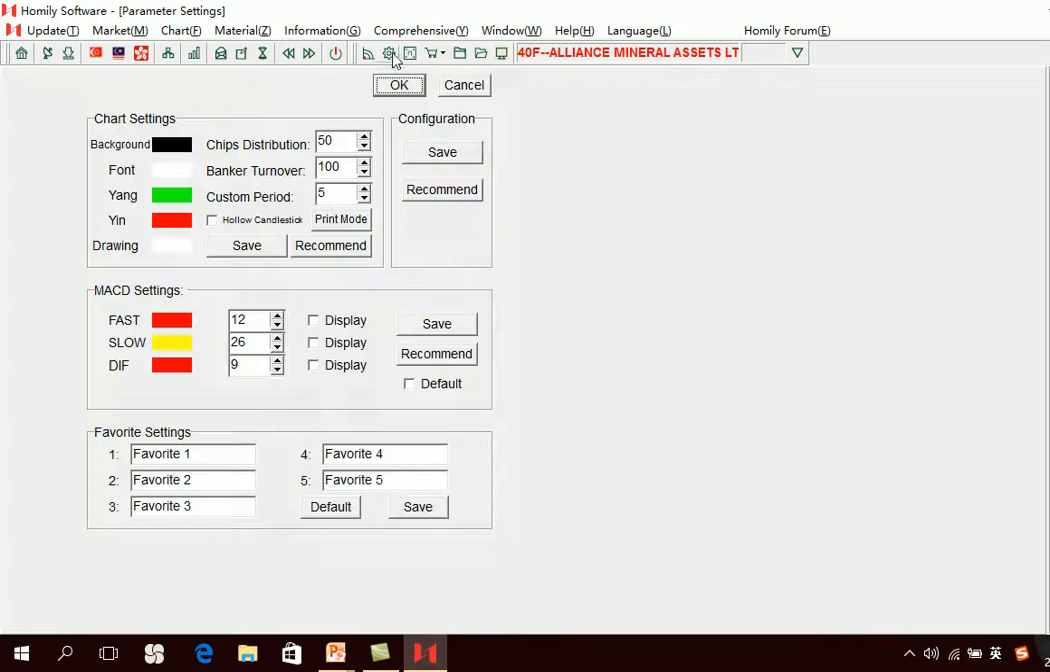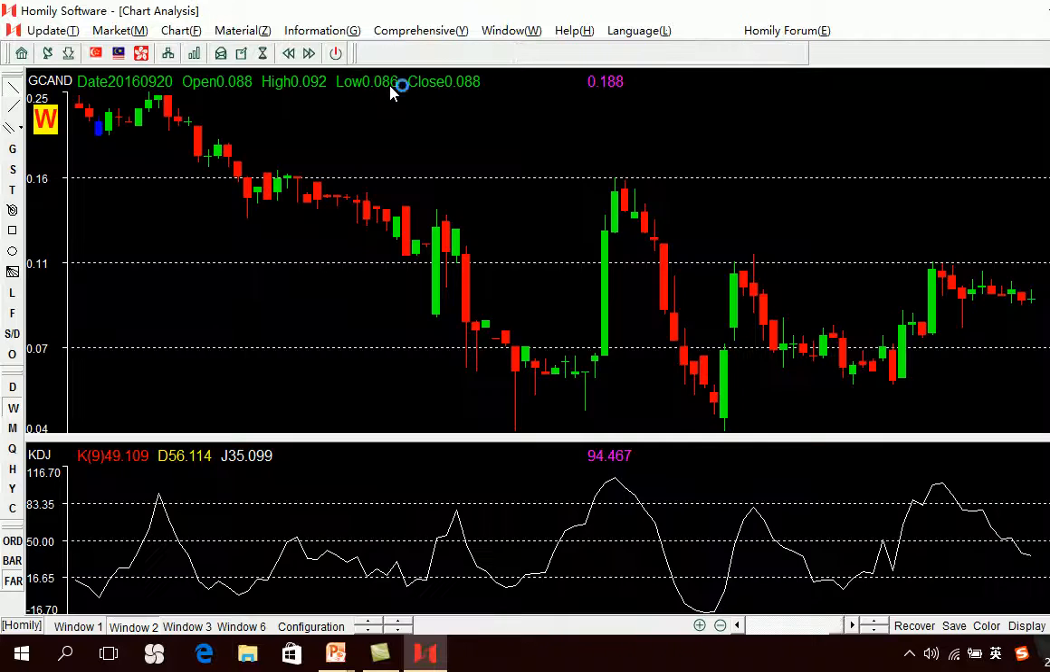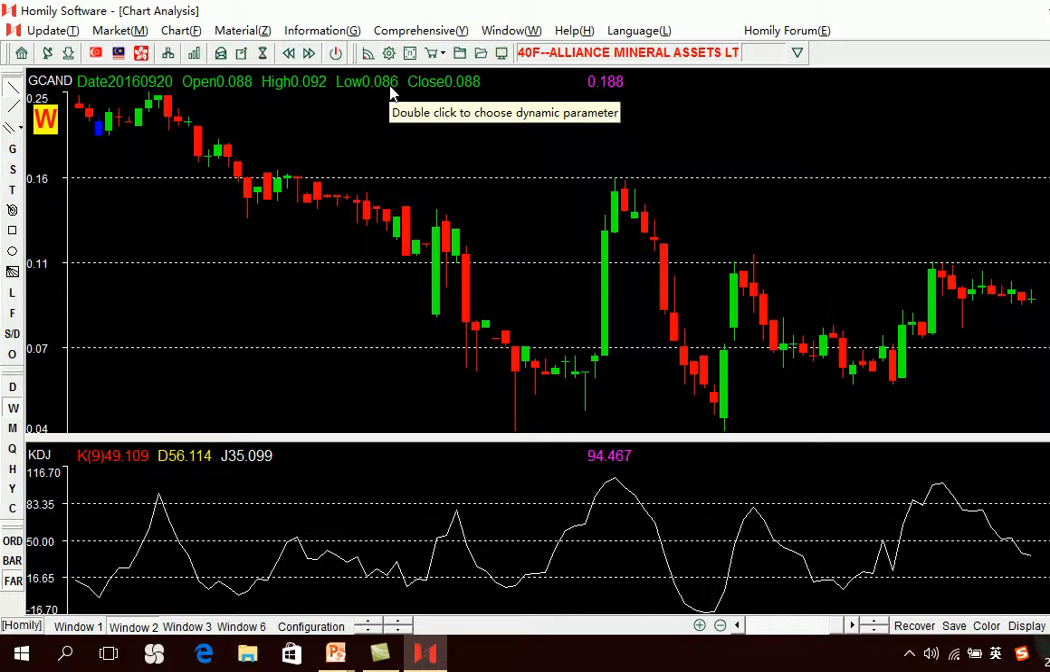Firstly, you should click setting. Click KDJ. You only use the 9 days J line. Click save. Then click MACD. Delete all. Then click save. Click OK. That's all. Then how to combine these two?